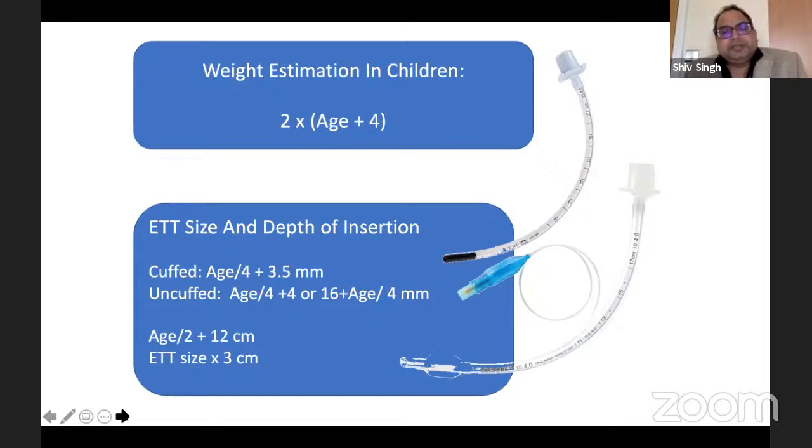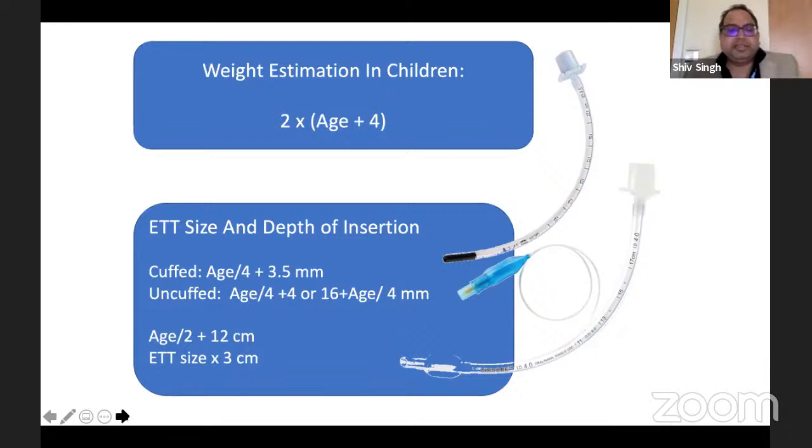Then endotracheal tube size. Nowadays, we actually are using cuffed tubes as well. For a cuffed tube, it is age by 4 plus 3.5. So this is a 2-year-old child, so it'll be a 4 millimeter cuffed tube. Or age by 4 plus 4 or 4.5, or age plus 16 by 4 in millimeters will likely give you the size of the uncuffed tube.